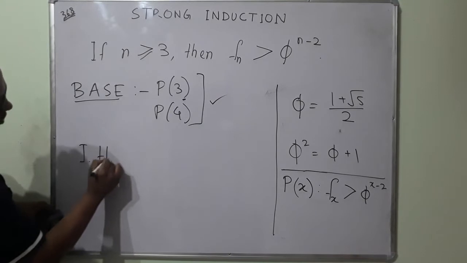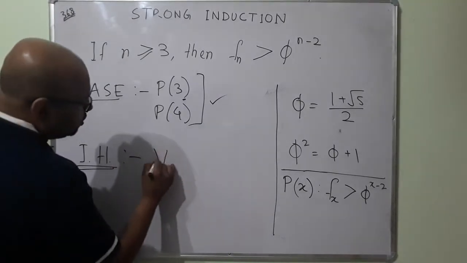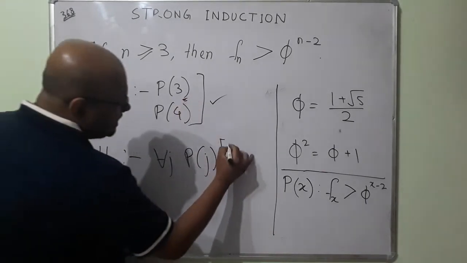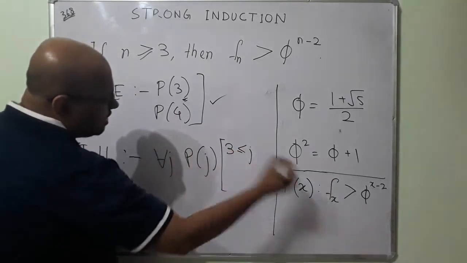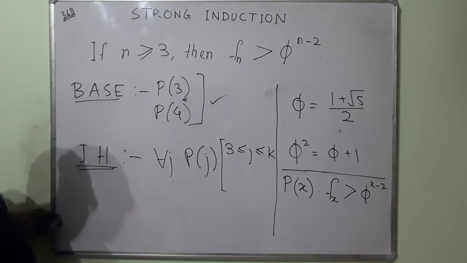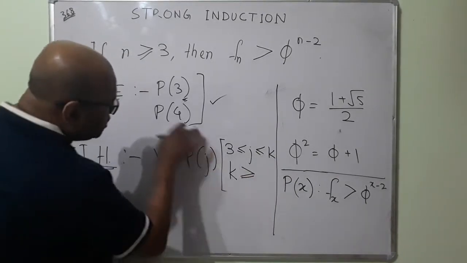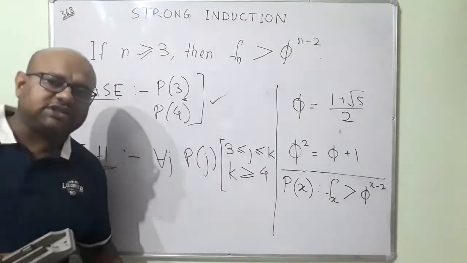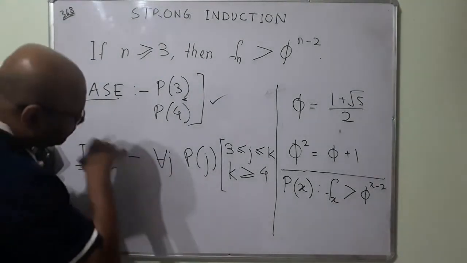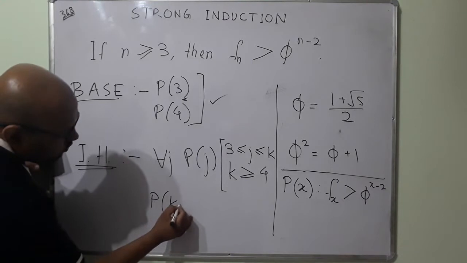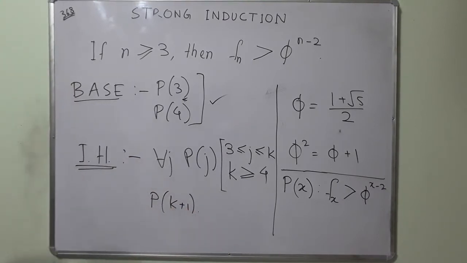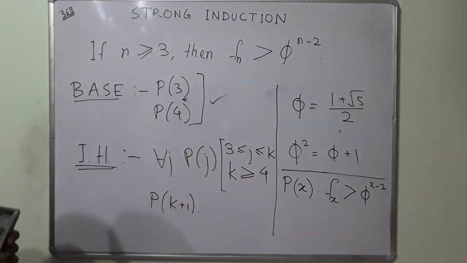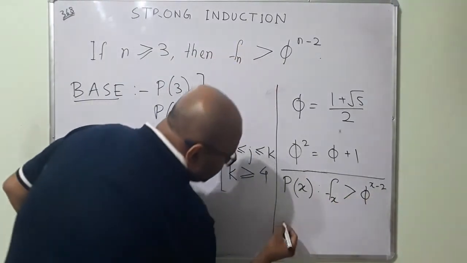Now we are going to make this assumption: for all j, P of j is true. J goes from what? J starts from our base case up to k. And what is k? K is greater than or equal to the last of the base case, that is 4. This is our inductive hypothesis. Now under this inductive hypothesis we have to prove that P of k plus 1 is true. That is, our k plus 1th Fibonacci number is greater than phi to the power k plus 1 minus 2. So we have to prove this.